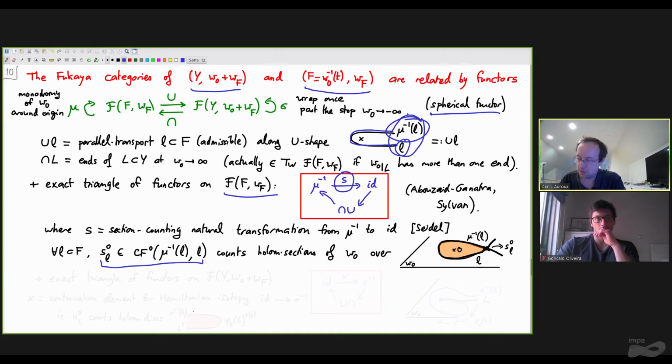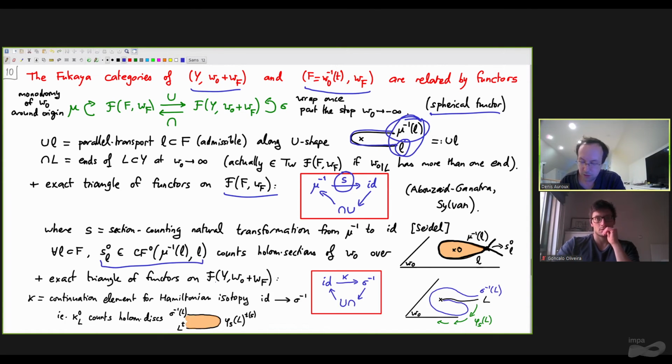And so this structure is extremely rich. I will not get into the details. There's another one in the opposite direction, an exact triangle of functors on the total space coming from another related construction. Why is this useful?